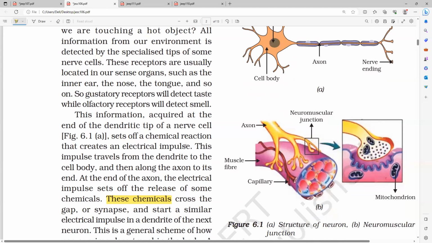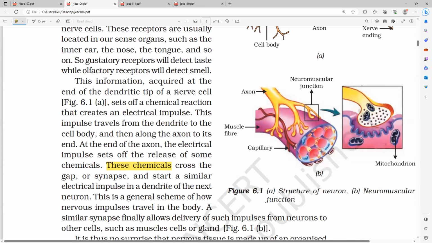There is no way out, you have to write it. The sensory cells at the end of the dendritic tip of a nerve cell set off a chemical reaction that creates an electrical impulse. This impulse travels from the dendrite to the cell body and then along the axon to its end. At the end of the axon, the electrical impulse sets off the release of some chemicals. These chemicals cross the gap, or synapse, and start a similar electrical impulse in a dendrite of the next neuron. So this is a general scheme of how a nervous impulse travels in the body.